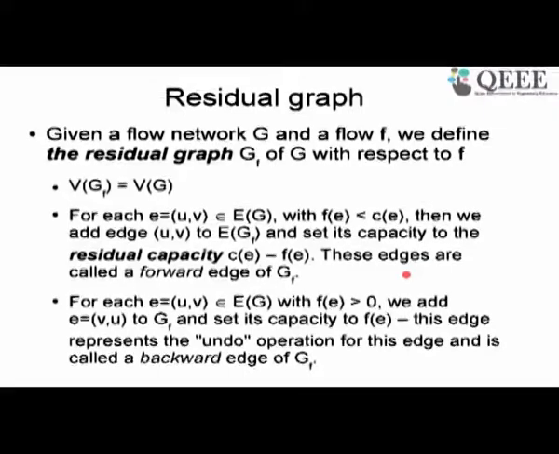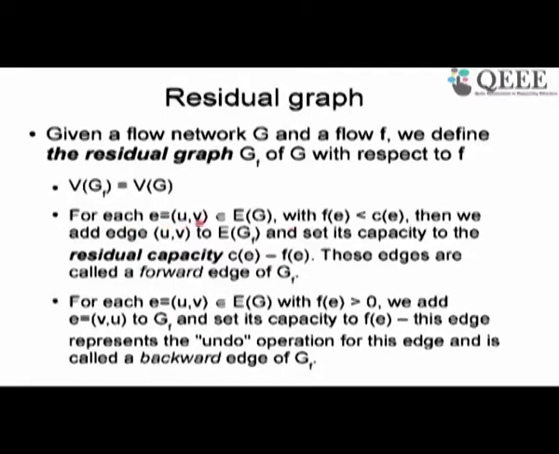So I need two kinds of edges in the graph. The edges which are the balance edges are called forward edges, and the undo edges are called the backward edges. You will see with an example; you will get to understand with an example. Forward edges and backward edges.